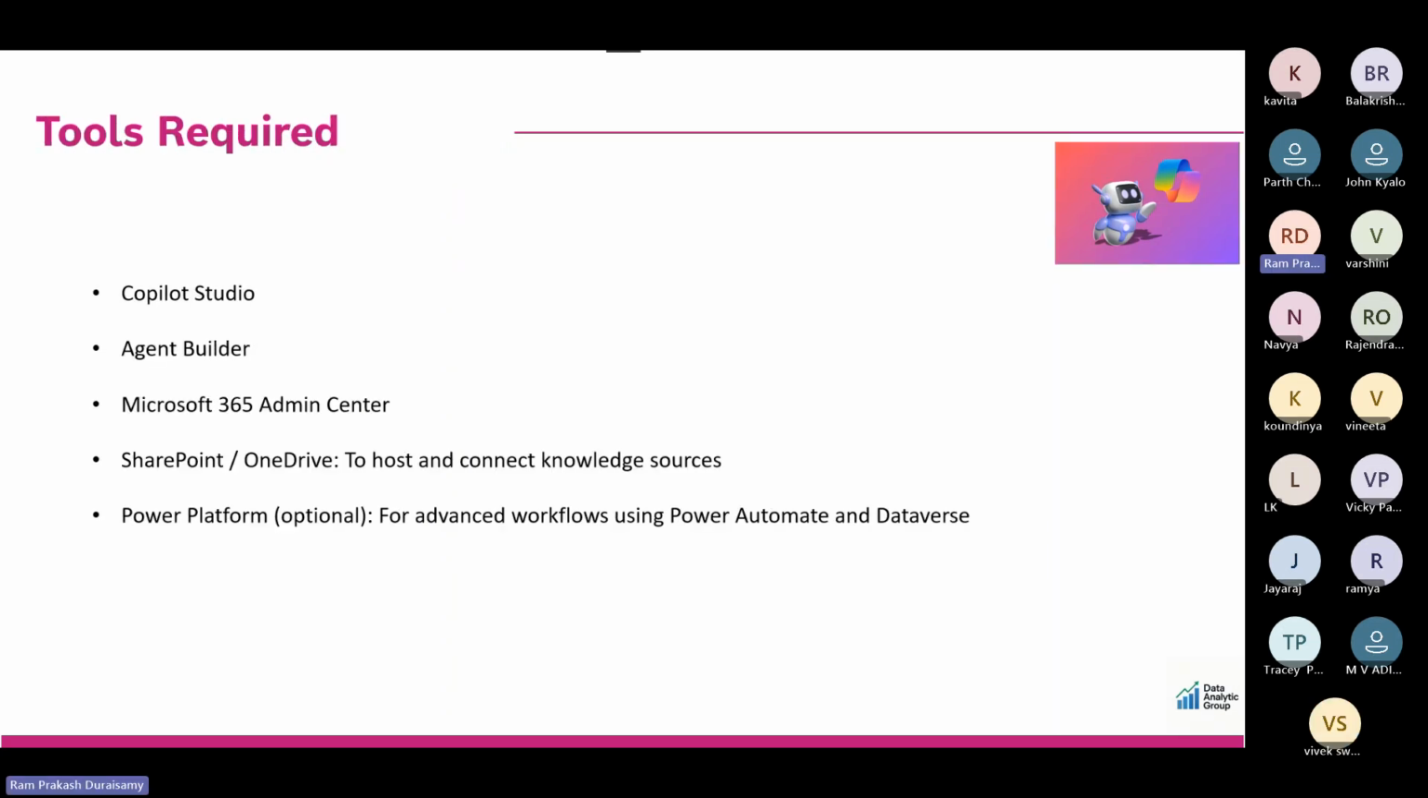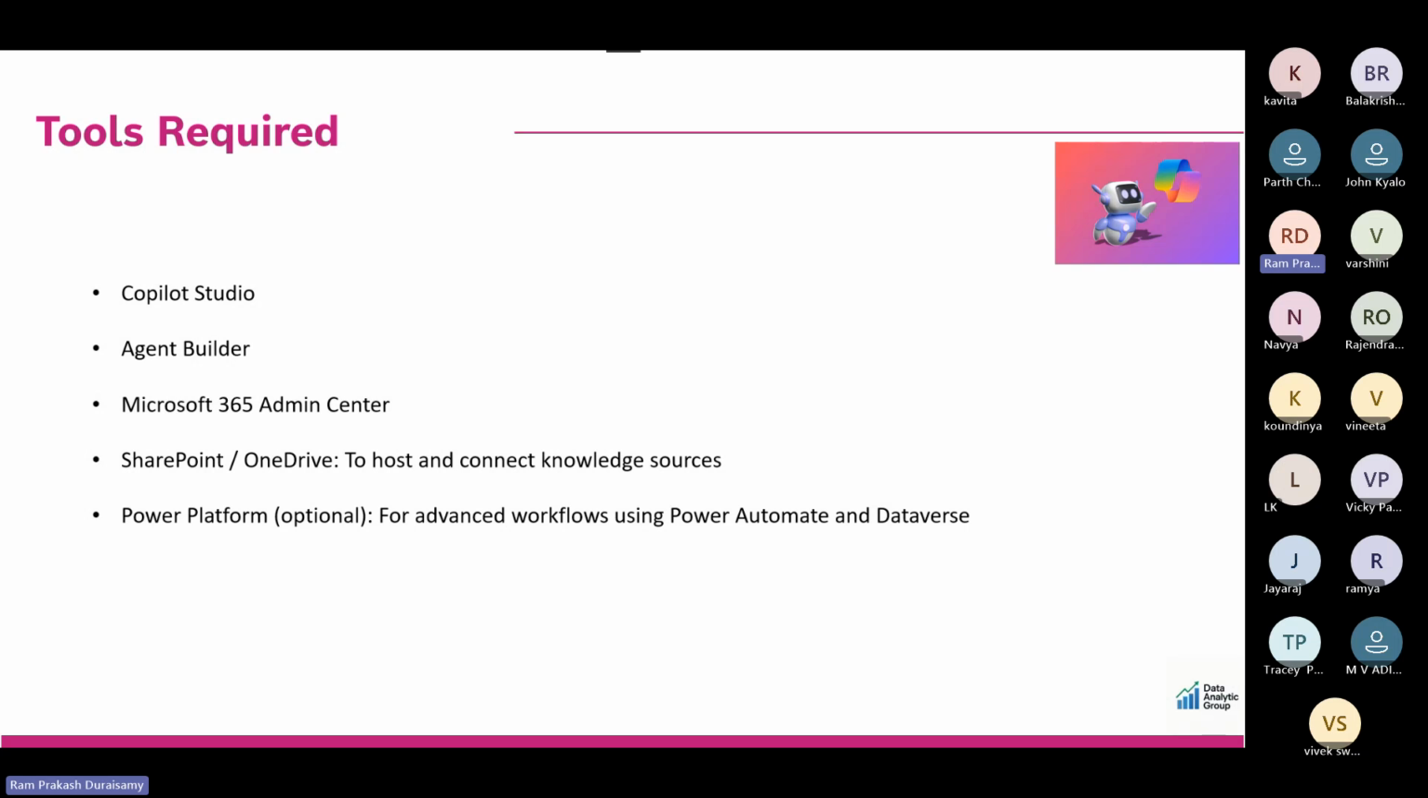Let's go for the tools required. It requires Copilot Studio and an agent builder, which is inbuilt in Copilot Studio and the Microsoft 365 Admin Center. That is for handling permissions, like licensing, assignment and all those things, which you can use in the Microsoft 365 Admin Center. And you can just use a SharePoint or OneDrive link to share your documents. It's one of the things I provided as an example.